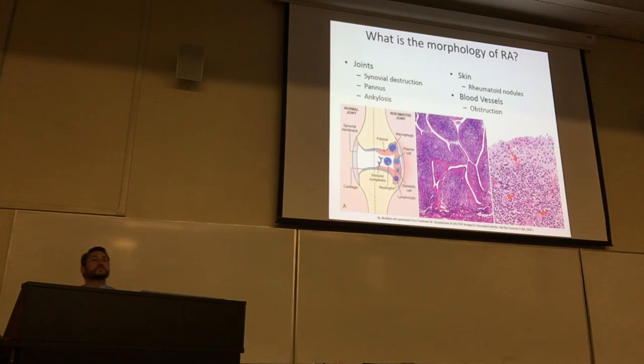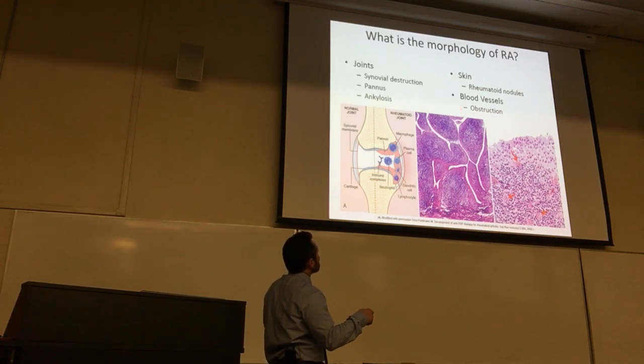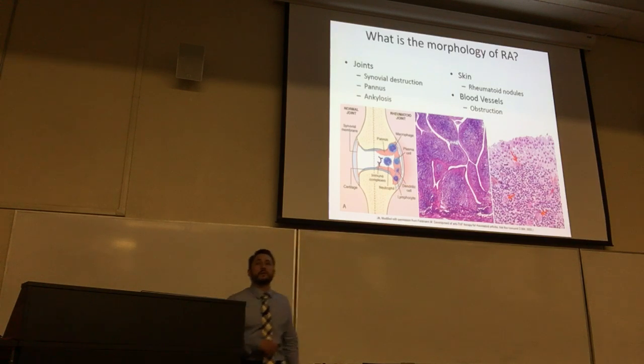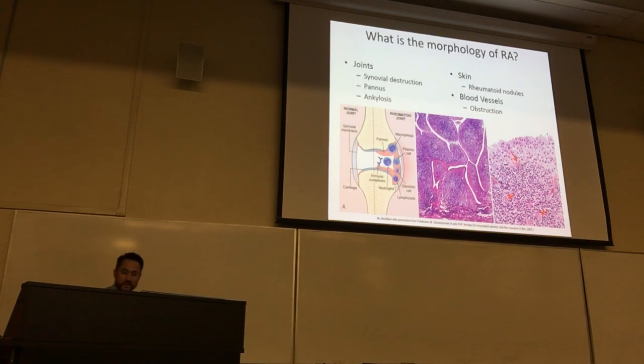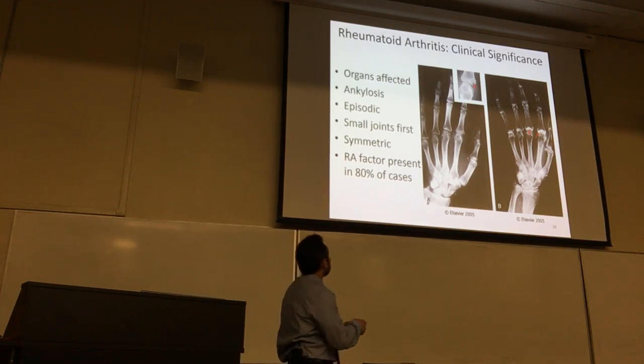At the level of the skin, rheumatoid arthritis doesn't just stay in the joints. It moves all around the body. So you'll get rheumatoid nodules that show up in patients in the skin. You'll get obstructions, like a vasculitis that shows up in blood vessels. And then on x-ray, or radiographically, we start seeing things like this.